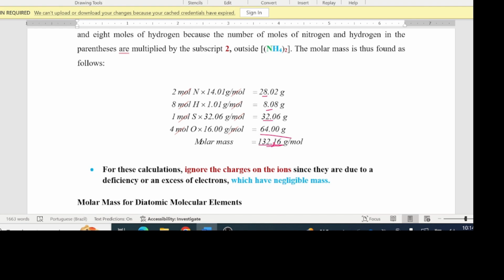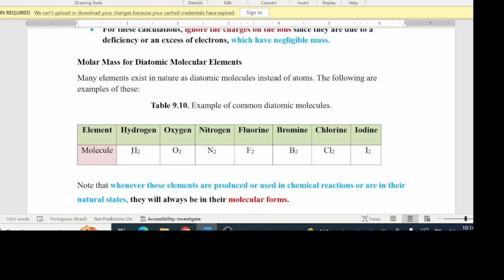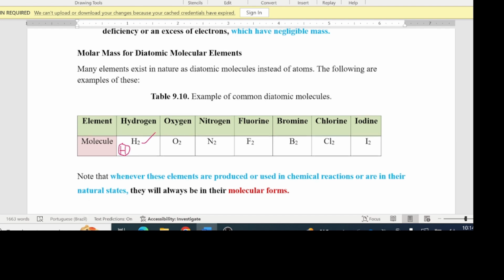Without radicals, it's easy. Molar mass for diatomic molecules. Remember we said in some cases you have hydrogen. Hydrogen is different from H2, right? If you want to know the molar mass of this, it will be equal to 1.01. But because a molecule is twice that, you'll have to double it up, right? So all of these are diatomic molecules, and the molar mass for each of these will be twice the atomic mass.